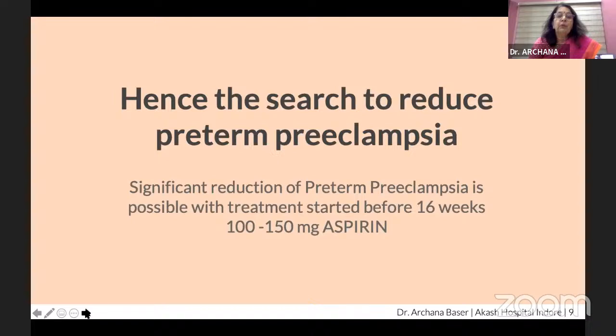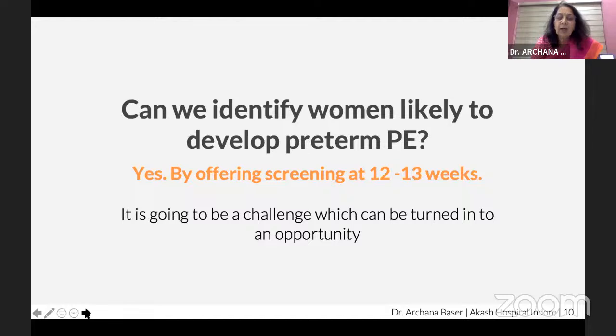A significant reduction of preterm preeclampsia is possible with treatment started before 16 weeks, if you give 100 to 150 milligrams of aspirin. So can we identify women likely to develop preterm preeclampsia? Yes, by offering screening at 12 to 13 weeks. It is going to be a challenge which can be turned into an opportunity.